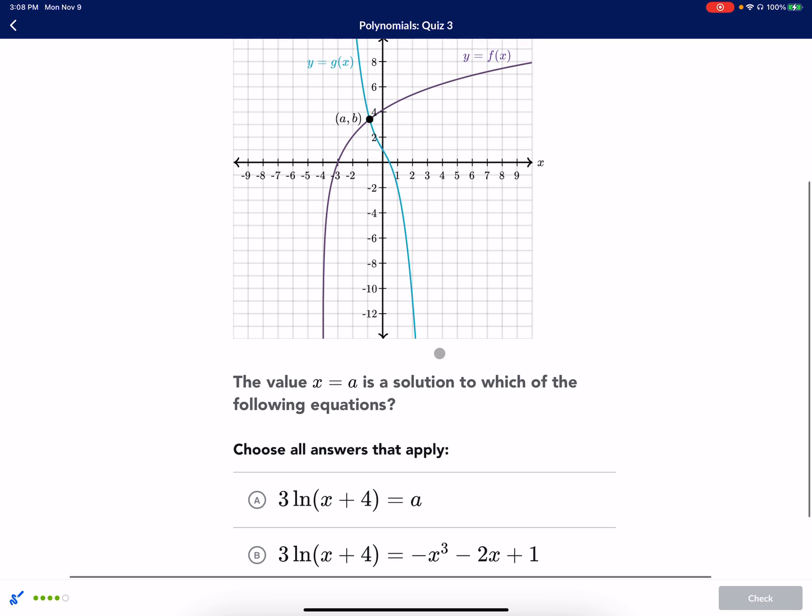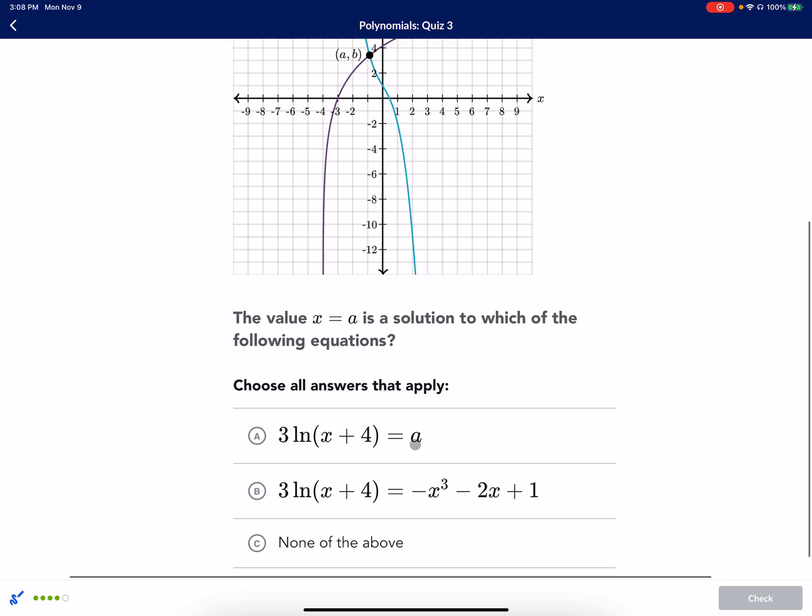All right. So I don't agree with option A because it's saying if I were to put a in for x, I would compute this. I wouldn't get a. They're saying I would get, or I wouldn't get b. They're saying I would get a. So I don't like option A here. But I do like option B.